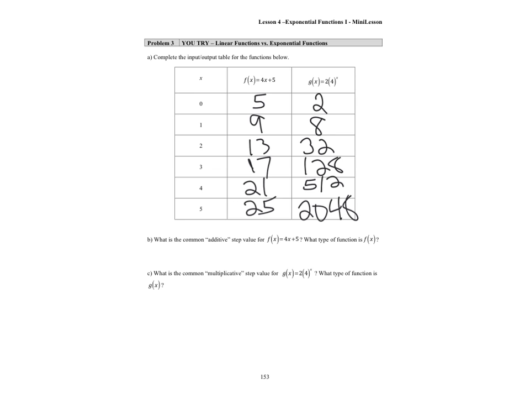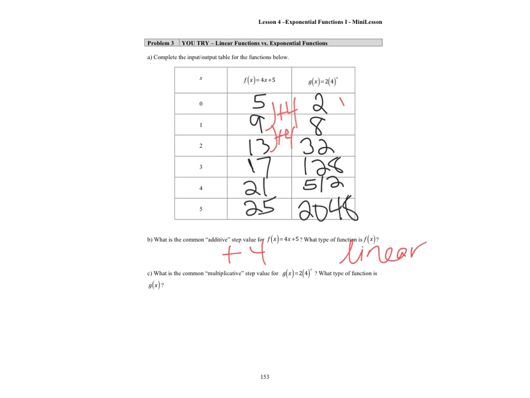And so when you went to look for the common additive step in the linear function, hopefully you recognized that they were adding 4 all the way down that table. So it is plus 4, and that made it linear.